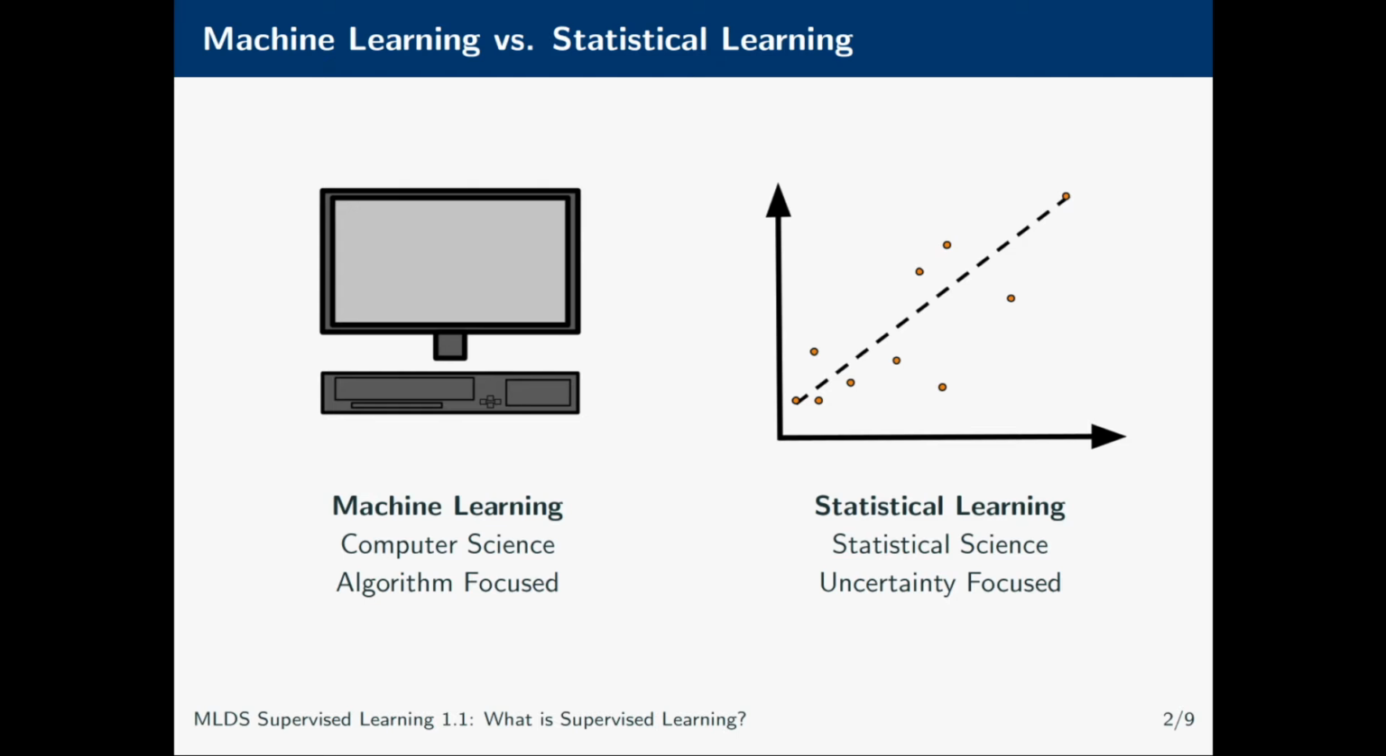Generally speaking, the distinction between the two is made based on the lens through which the problem is viewed. Machine learning puts greater focus on analysis and understanding of algorithms, while statistical learning puts greater focus on the analysis and understanding of the associated uncertainties. Both share the primary goal of efficiently learning about this mapping between inputs and outputs. It's just the approach that they take varies.